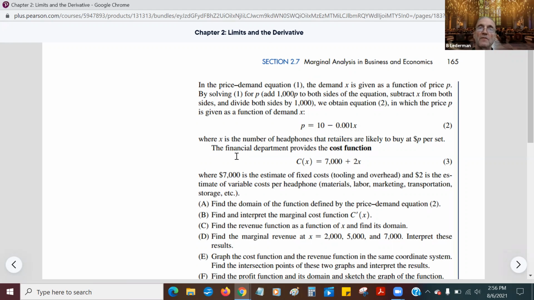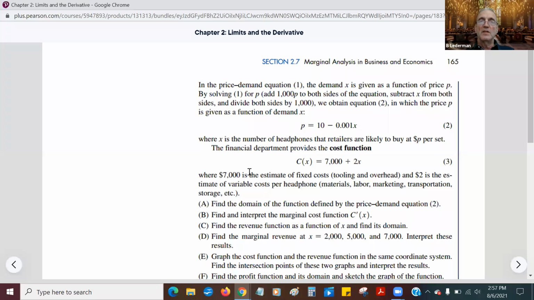So the financial department provides the cost function. C of x is equal to 7,000 plus 2x. And figuring out the cost function really does not have anything to do with the price or demand or any of that stuff. It's just how much it costs to produce this. Now, again, I'm not in business, but I always thought that cost involves the manufacturing. I don't know if they can count advertising or who knows what they count when they make a cost function. But that's business. I don't really know business. I just know math. But whatever it is, we'll just throw it into the equation.